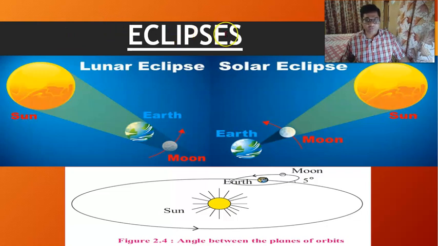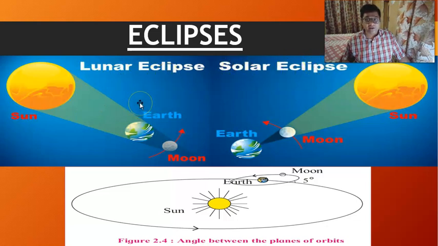Eclipses. What are eclipses? Do you know, children, what are eclipses? An eclipse takes place when one heavenly body, such as the moon or a planet, moves into the shadow of another heavenly body. Here you can see there's an obstruction. There are two types of eclipses on the earth. One is lunar eclipse, the second one is solar eclipse.